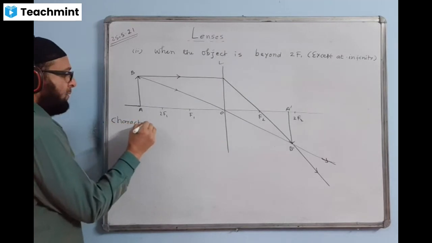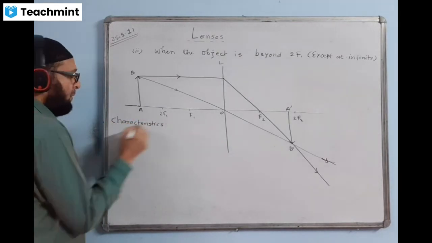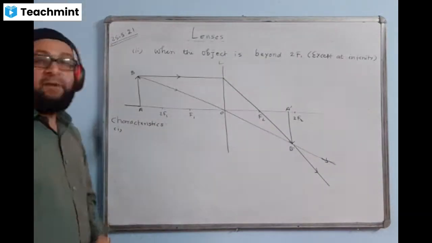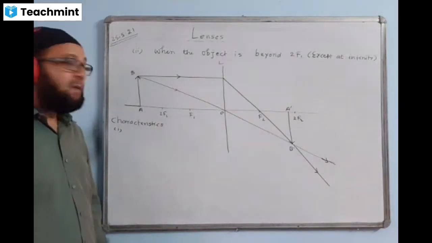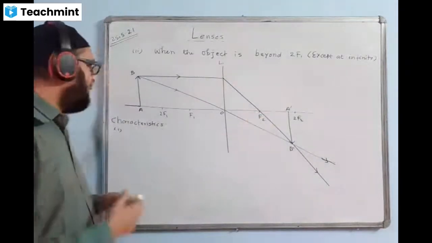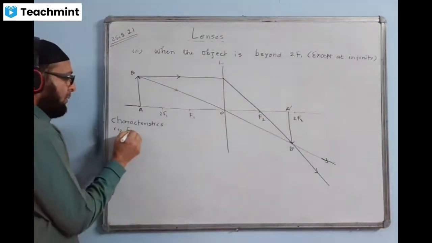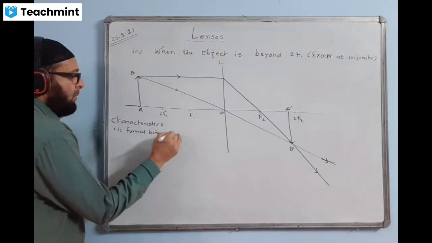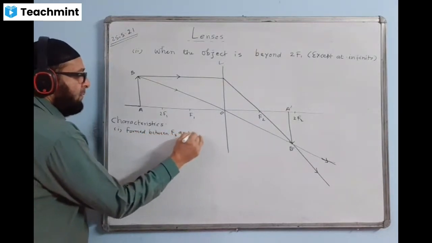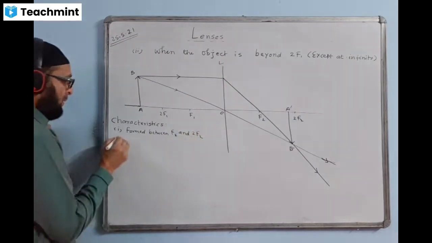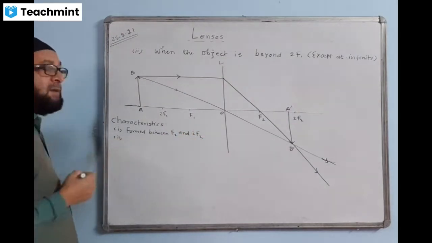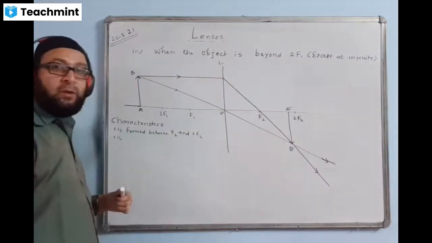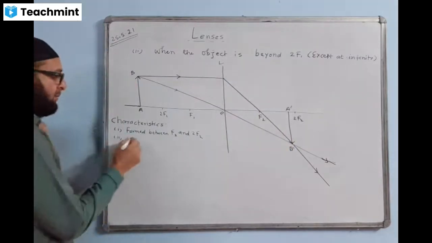Characteristics number 1. First we mention where is the image formed. We see the image is formed between F2 and 2F2. Write down here, formed between F2 and 2F2. Second thing we write, whether the image is real or virtual. We say real because the rays are really meeting at this point. No dotted line used. So write the real.